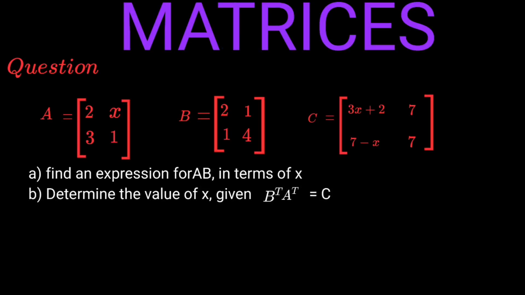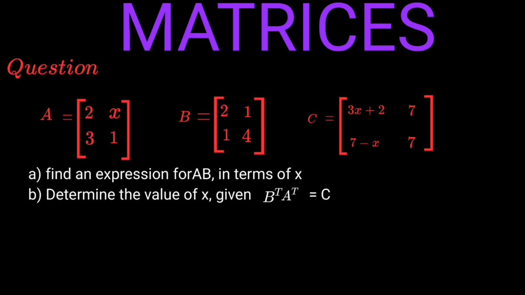In this video, we are going to be solving a question on matrices. The question says: A, find an expression for AB in terms of x, and B, determine the value of x given B transpose times A transpose is equal to C. So we have been given our matrix A, our matrix B, and our matrix C. Okay, now let's start with the solution.